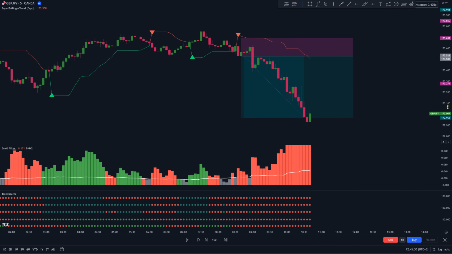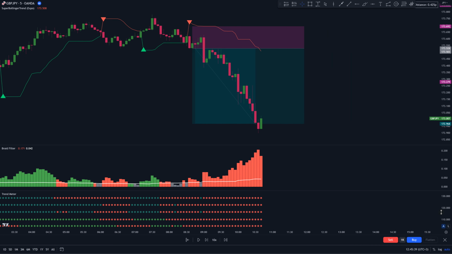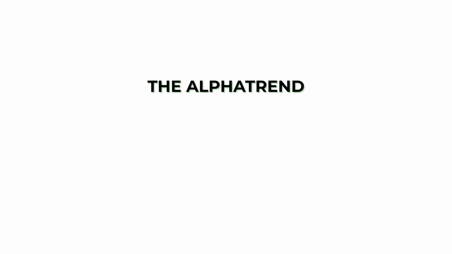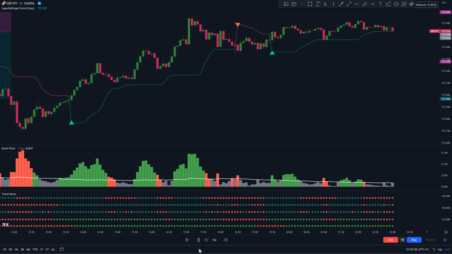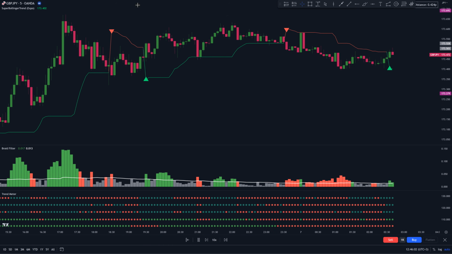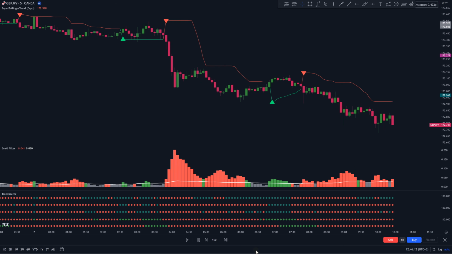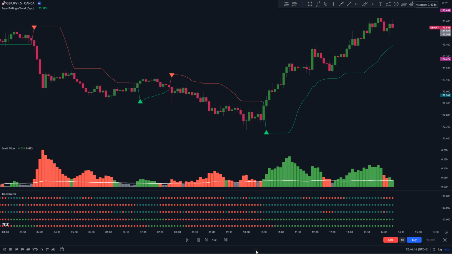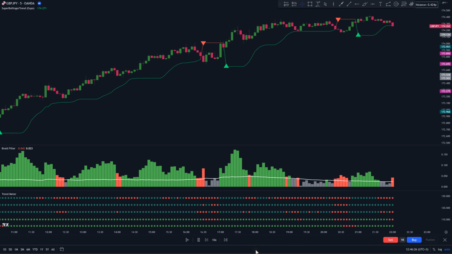And there you go. Those were my top 3 buy-sell indicators that can help you predict exact trade entries. The Alpha Trend, the Qtrend, and the Super Bollinger Trend, each with their unique features, provide powerful tools for your trading arsenal. Coupled with additional confirmation tools like the market bias, the braid filter, and the trend meter, these buy-sell indicators can significantly improve your trading performance.